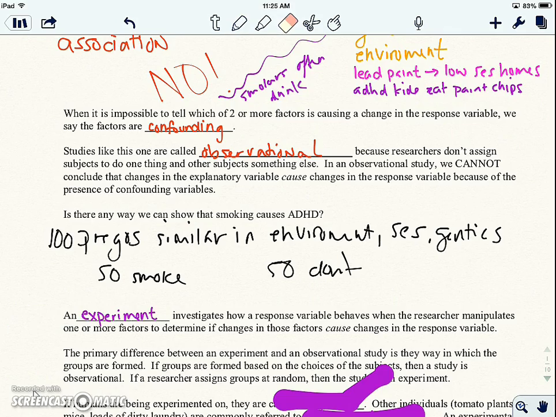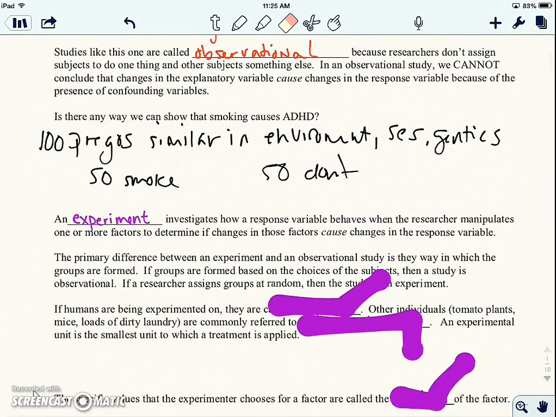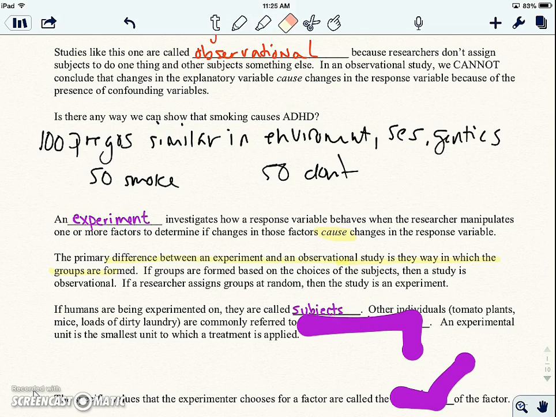Okay? So an experiment is an investigation. An experiment investigates how a response variable behaves when the researcher manipulates one or more factors to determine if those factors cause changes in the response variable. The primary difference between an experiment and an observational study, okay, is the way in which the groups are formed. If groups are formed based on the choices of the subjects, then a study is observational. If a researcher assigns groups at random, then it's an experiment. So this is a key difference here.